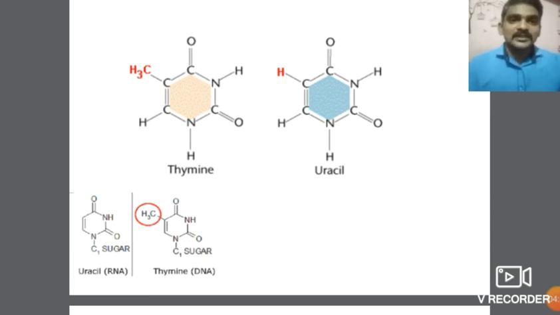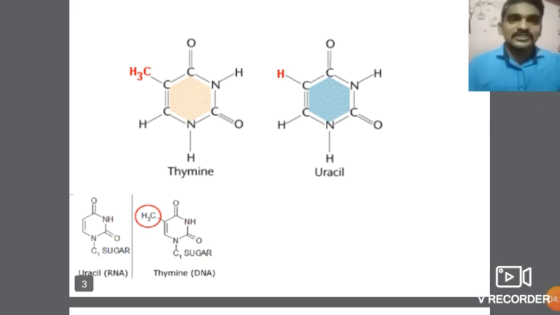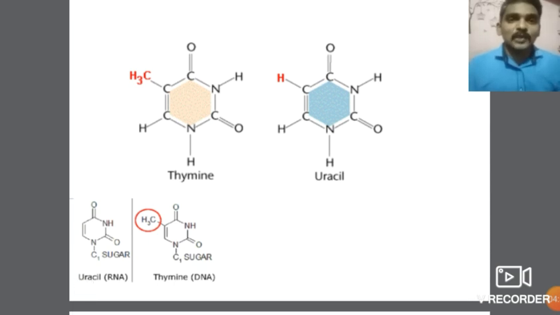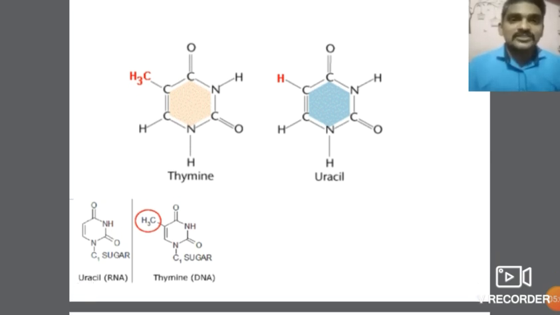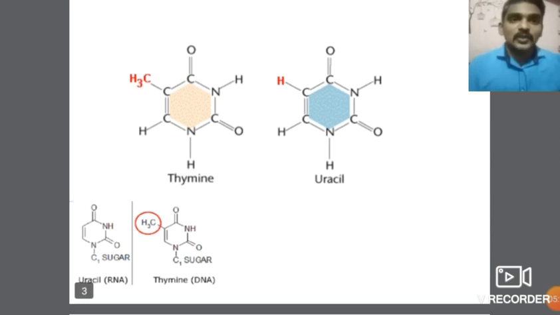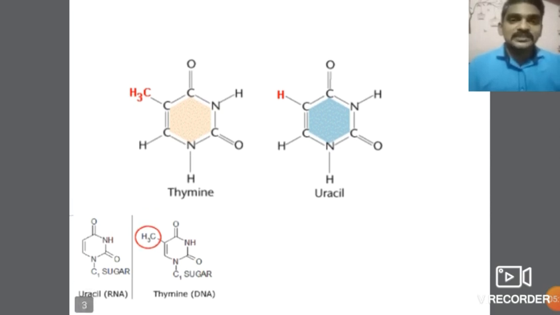You can see the blue color, that is the uracil structure. In uracil, the fifth carbon has H, denoted in red color, whereas in thymine you can see the fifth position carbon, the H is replaced by CH3. So CH3 means what? Methyl group. So the methyl group is in the fifth position. The only difference is that the methyl group is present in thymine and absent in uracil.